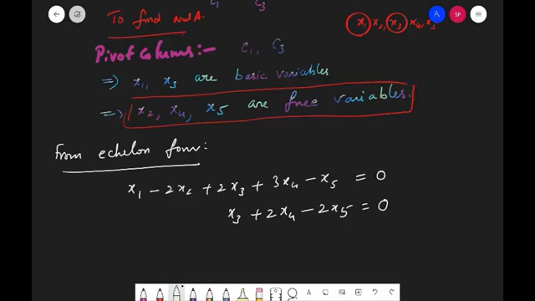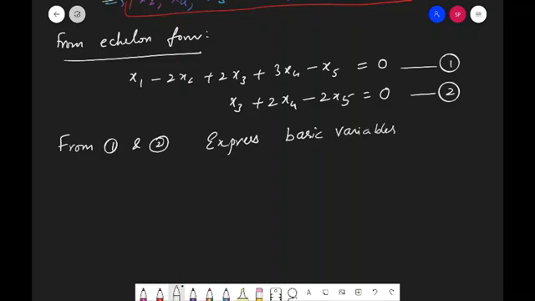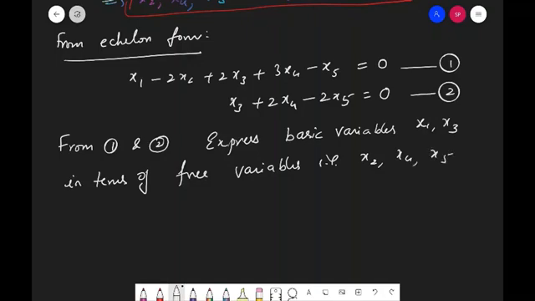So from these two equations, what do we have to do? Let me give the numbers. This is equation 1 and 2. Then what do we have to do? From 1 and 2, express basic variables. What are the basic variables? x1, x3 in terms of free variables, that is x2, x4, x5.